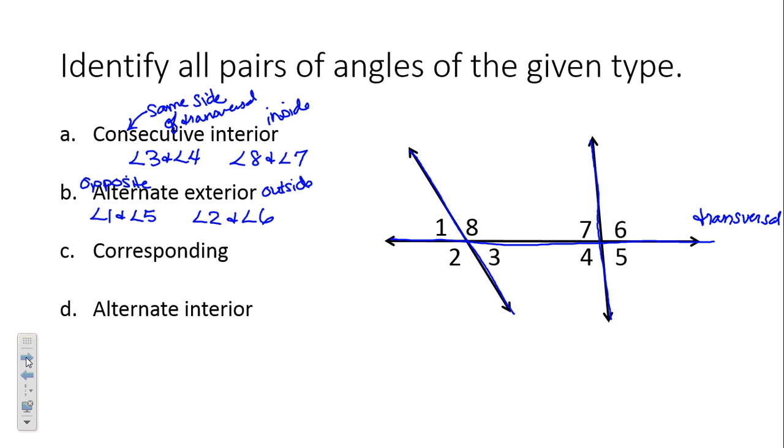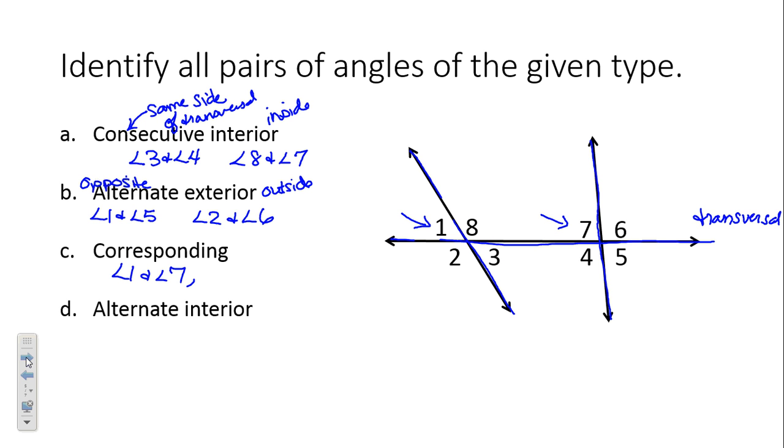Okay, so what you're looking for is for them to be on the same side of the transversal, but they have, and I shouldn't make this equal because these won't be equal, but they have the same position. You see that 1 and 7 are on the same side of the transversal, and they have that same position. They're both in the same location of each of the other lines. So 1 and 7 are corresponding.